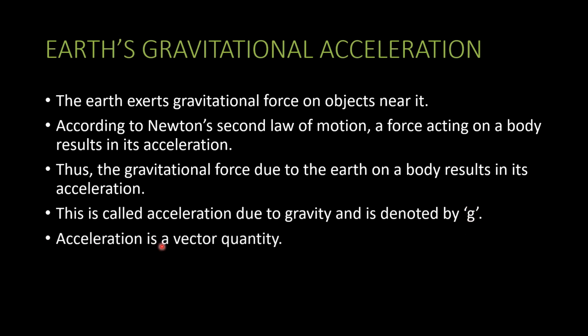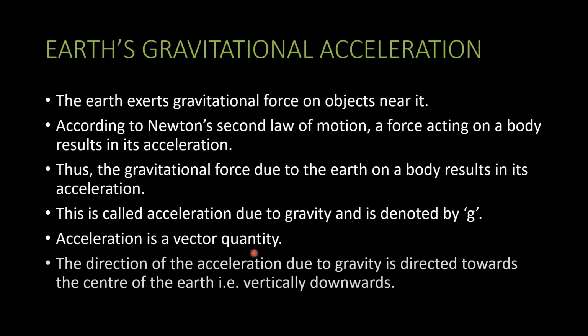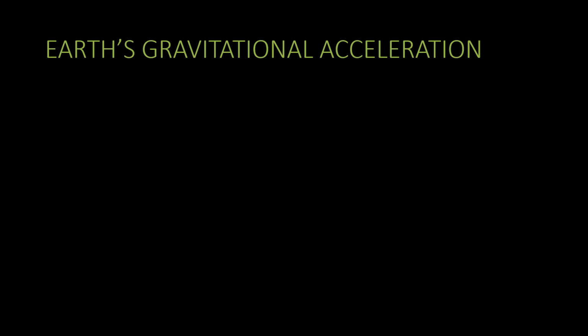This is a vector quantity, which means that it is influenced by the direction also. The direction of acceleration due to gravity, obviously, is towards the center of the earth, that is vertically downwards. So acceleration due to gravity is a vector quantity.